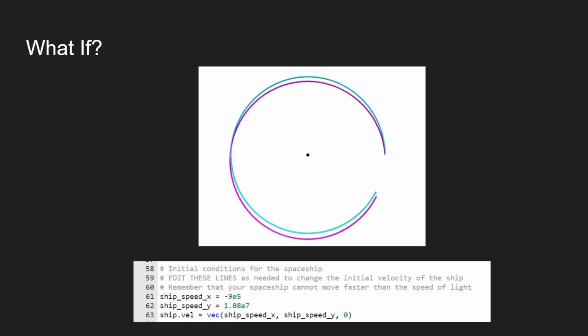What if? If an orbit around the black hole is wanted, an initial velocity of negative 9 times 10 to the 5th meters per second in the x direction, 1.08 times 10 to the 7th meters per second in the y direction, and 0 meters per second in the z direction is needed. And this was found through trial and error.